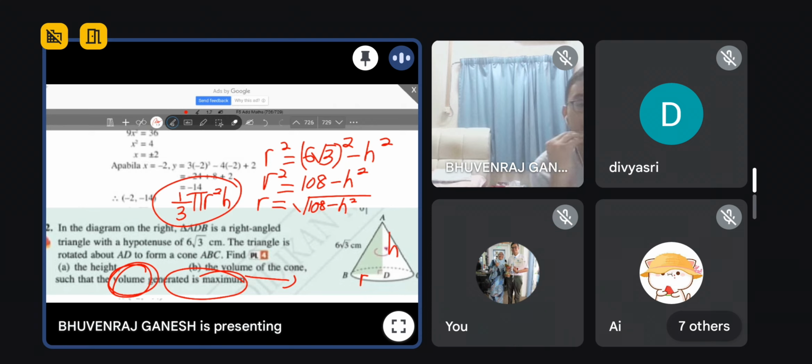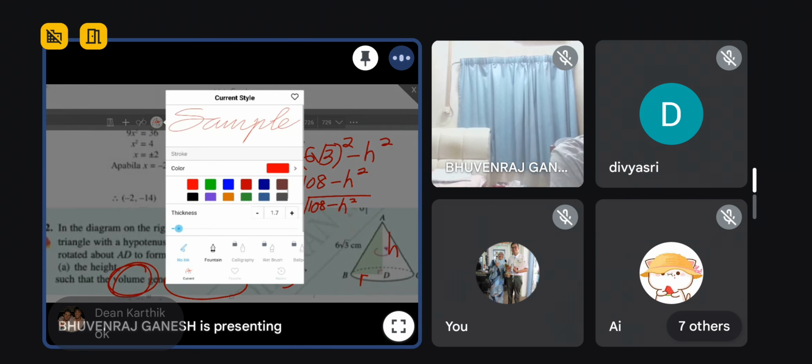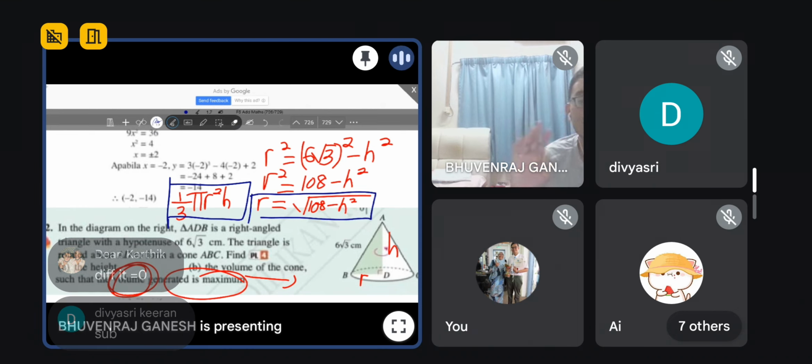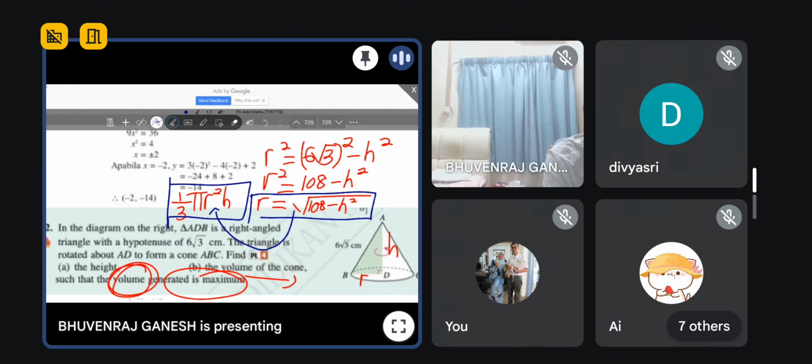Do you all still remember? This is the formula for volume. Okay, don't forget this one. Very important. Okay, so now, guys, can you see these two equations? Boleh nampak yang ni? This one and this one. So what can I do now? Not yet differentiate. Yes, substitute first. You substitute R inside here, so that I get one equation in terms of H only. Then the differentiation is very easy.